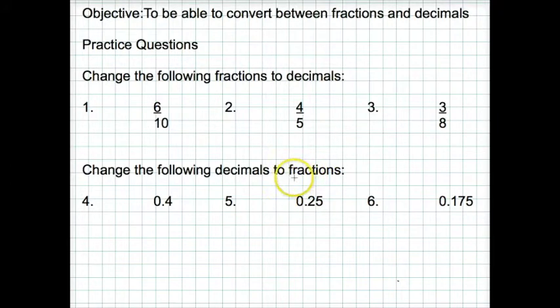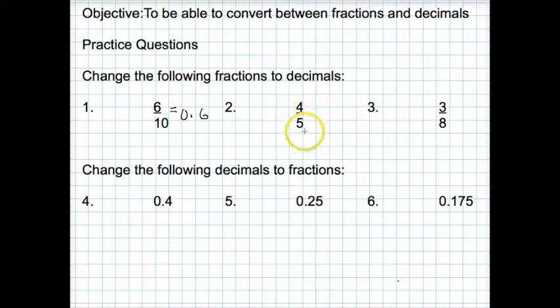Hi, welcome back. Let's now go through these 6 questions together. Question 1 then, I've got to change the fractions to decimals. As long as you've got the number over 10 or 100 or 1000, this is a very simple procedure. All we do is we write 0 and put our decimal point in, and the number on the top of the numerator is what goes after the decimal point, 0.6.